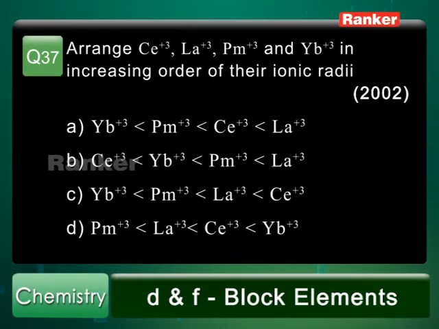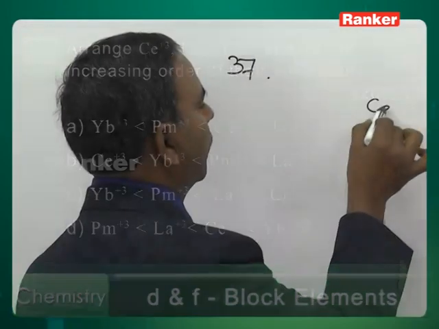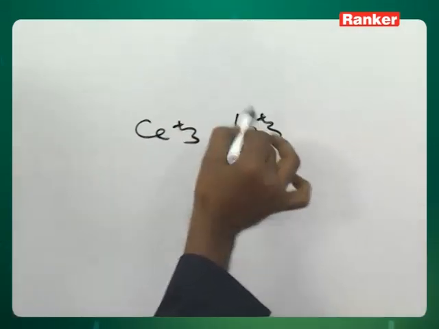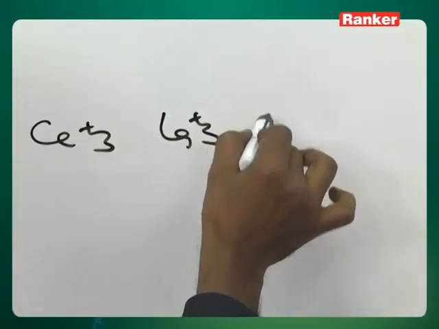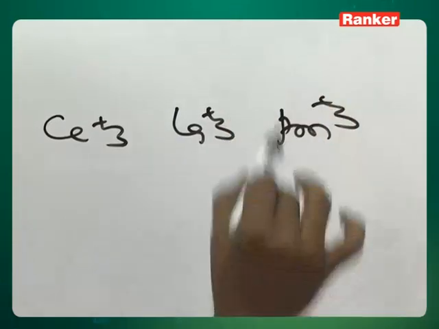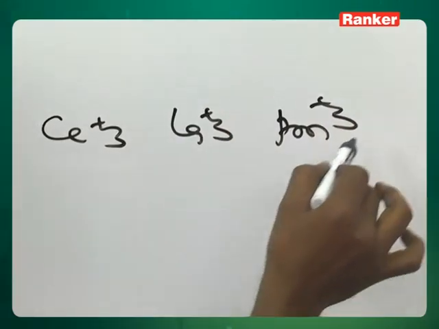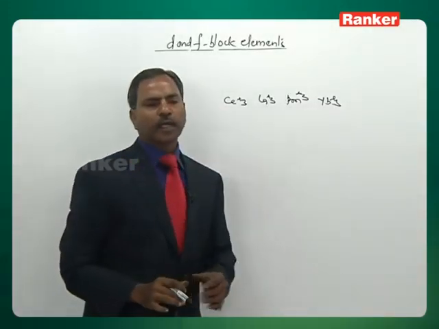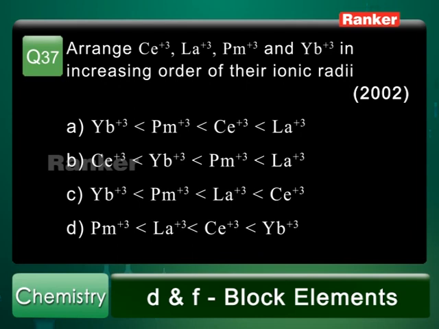Arrange cerium +3, lanthanum +3, promethium +3 and ytterbium +3 in increasing order of ionic radii. What are given? Cerium +3, lanthanum +3, promethium +3 and ytterbium +3. These are the ions given, and we have to arrange them according to their increasing order of ionic radii.